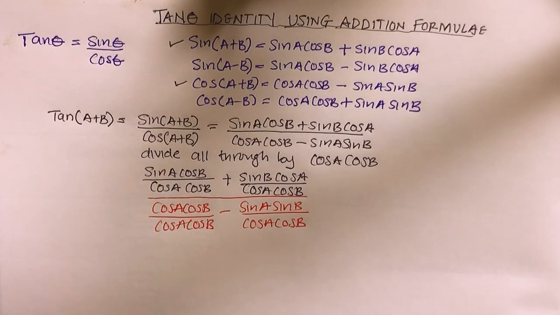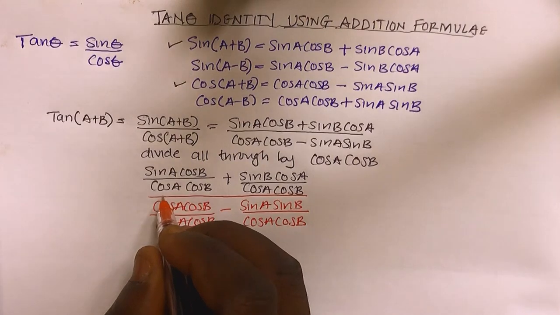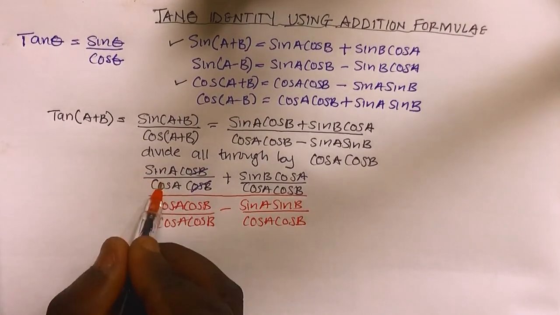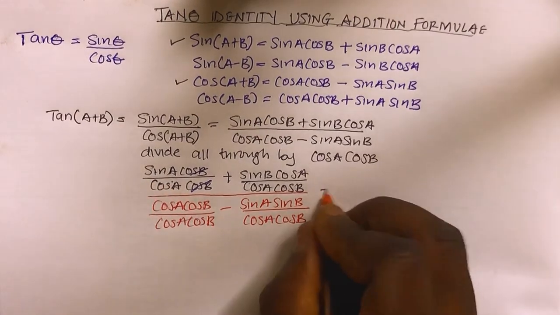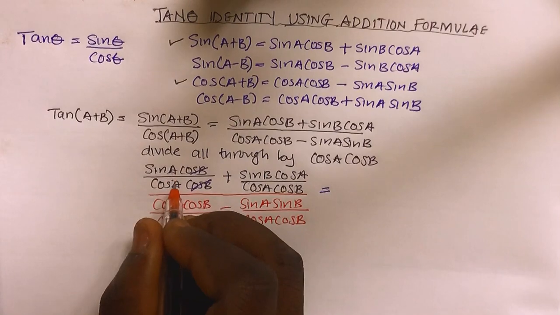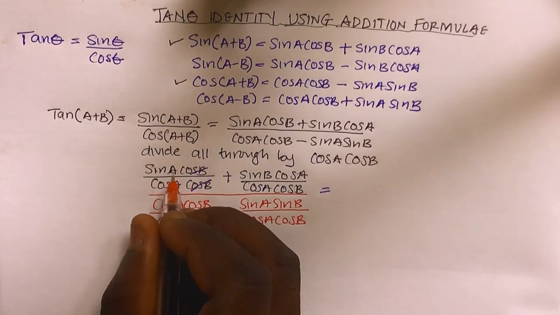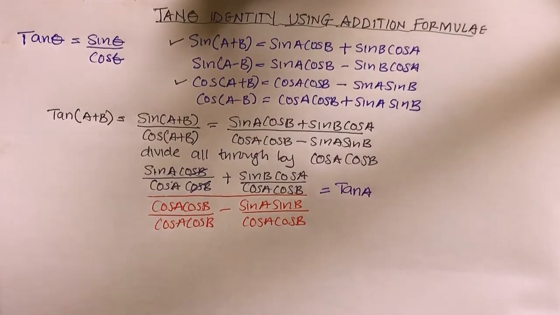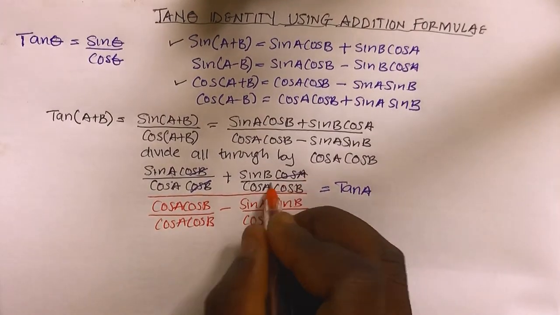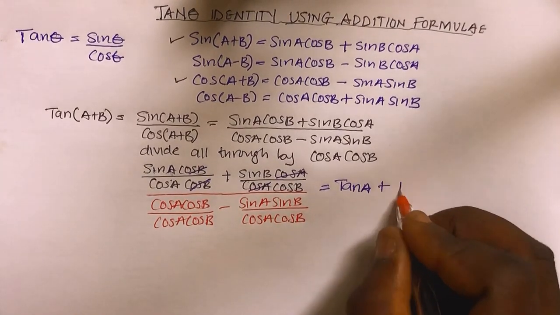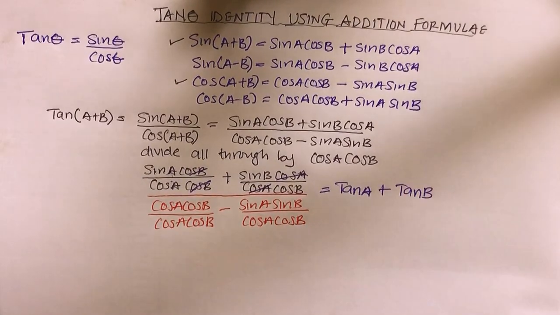Then how am I going to simplify this expression? Looking at this very well, my cos B can cancel out cos B, so that I'll have sine A over cos A. Since both are functions of A, I can write it as tan A. Then here my cos A will cancel, and sine B over cos B is plus tan B.